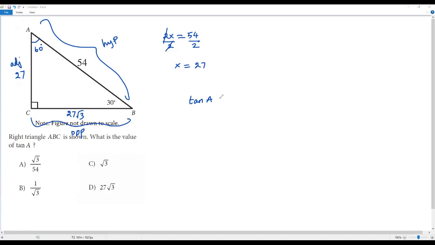According to SOH-CAH-TOA, the formula to get the value of the trigonometric ratio tangent is opposite side divided by adjacent side. Okay, here the length of the opposite side is 27 times square root of 3 and the length of the adjacent side is 27. Here this 27 and 27 will cancel out. I am getting square root of 3. Here I got the value of tangent A, that is square root of 3. We find square root of 3 in answer choice C. The correct answer choice for this question is C.